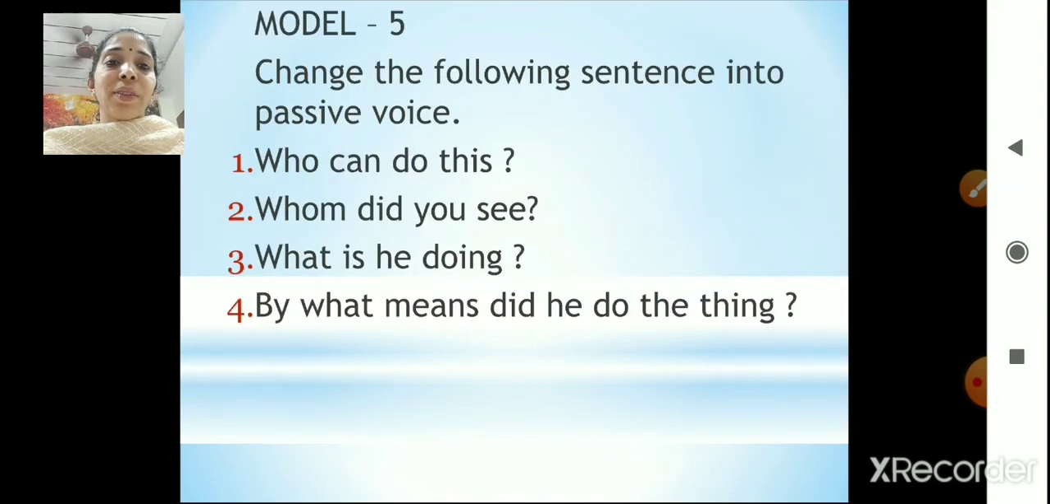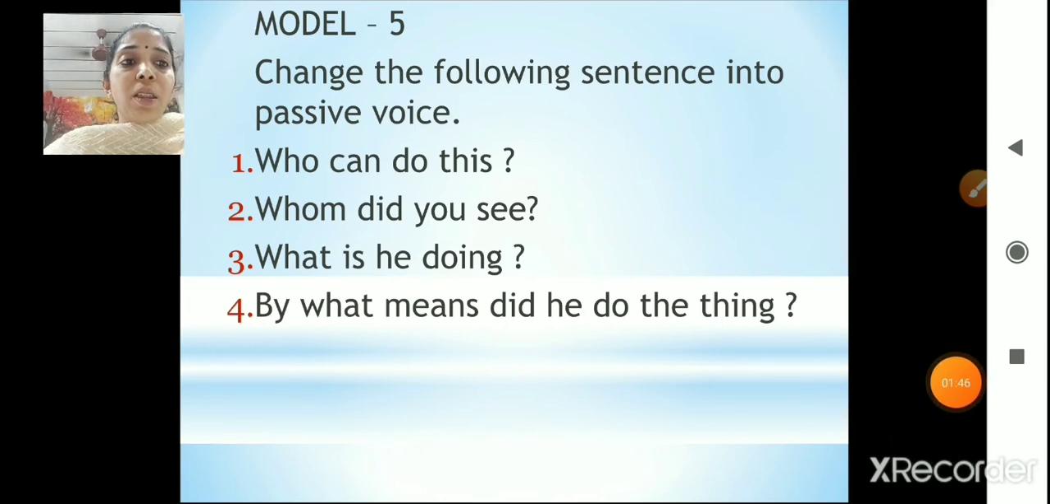Now students, let's move towards the next model. That is model number 5. Let's read these sentences. Change the following sentence into passive voice. Who can do this? Whom did you see? What is he doing? By what means did he do the thing? Now, the next 5 questions.